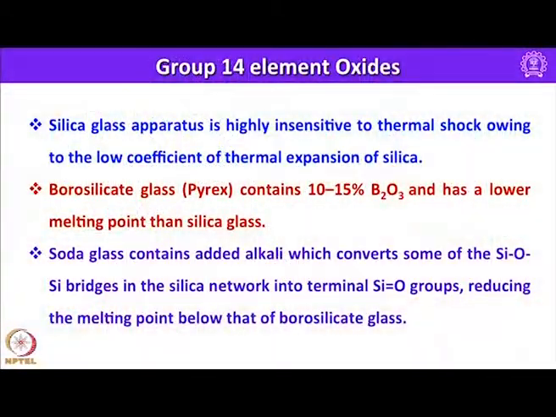Silica glass is highly insensitive to thermal shock owing to the low coefficient of thermal expansion of silica, and borosilicate glass, essentially also known as Pyrex, contains about 10 to 15% of B2O3 and has a lower melting point than silica glass, and soda glass contains added alkali which converts some of the Si-O-Si bridges in the silica network into terminal Si-O groups, reducing the melting point below that of borosilicate glass.